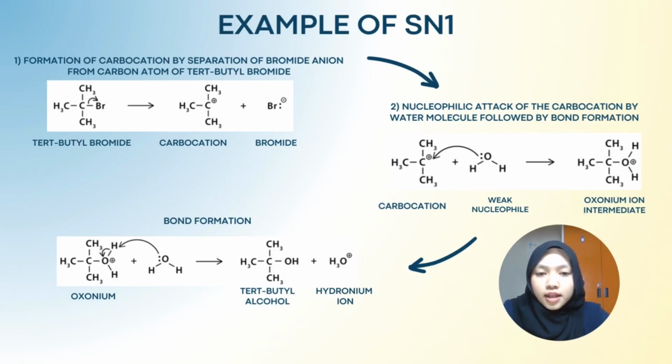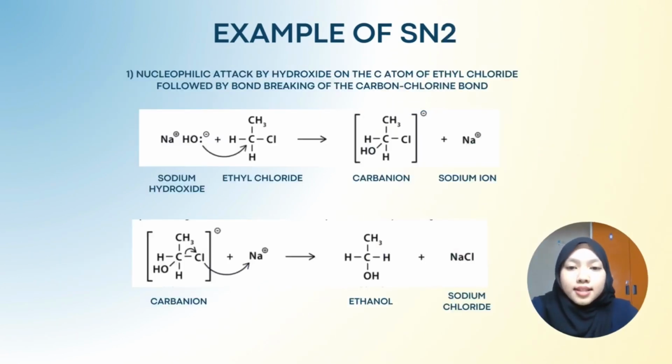The nucleophile attack in SN1 can occur from either side, either 180 degrees away from the halide group, which forms an inversion or the major product, or at the same location as the halide group, which forms a retention or the minor product. Next is the example of SN2, which is a one-step mechanism.